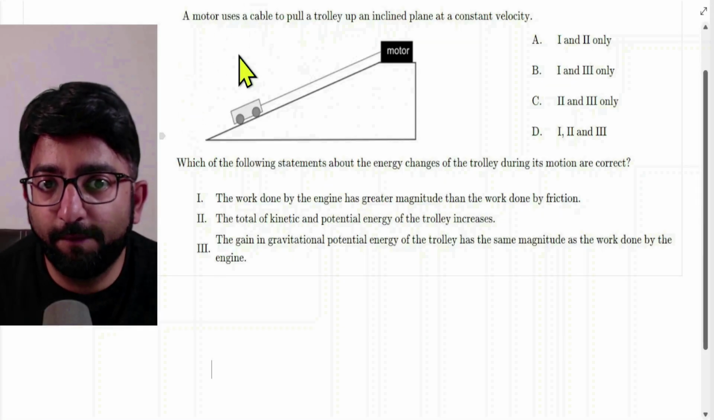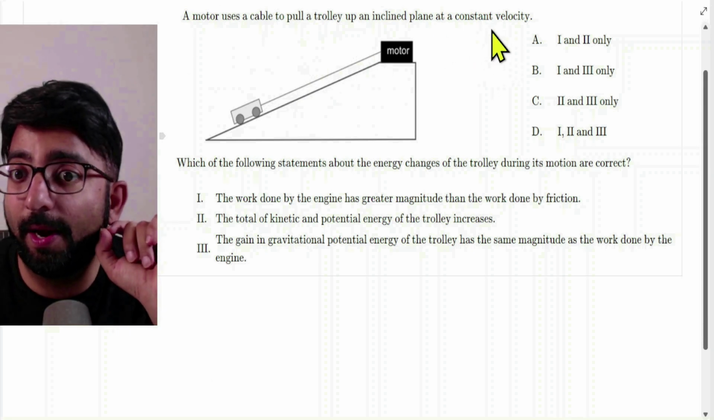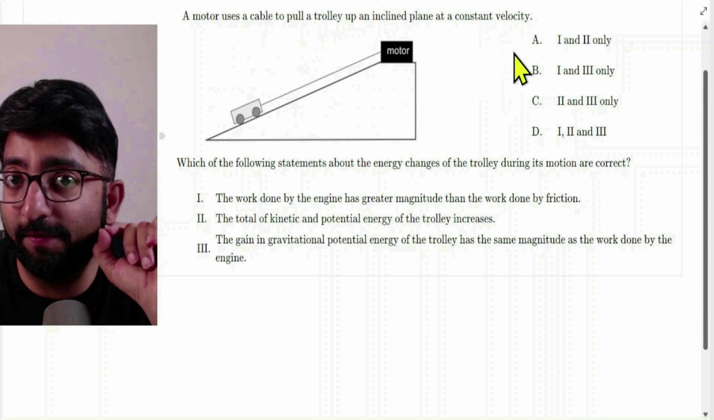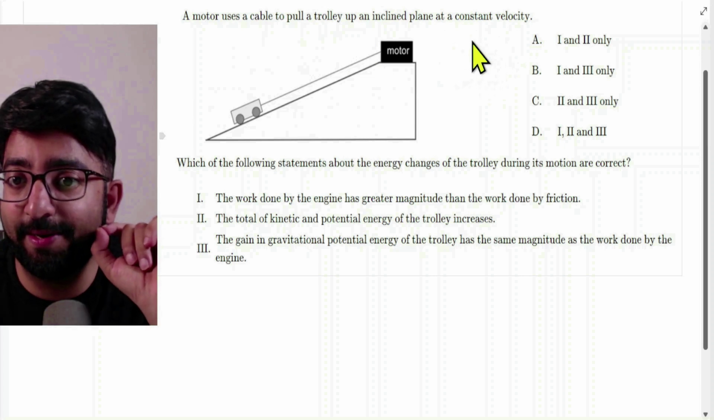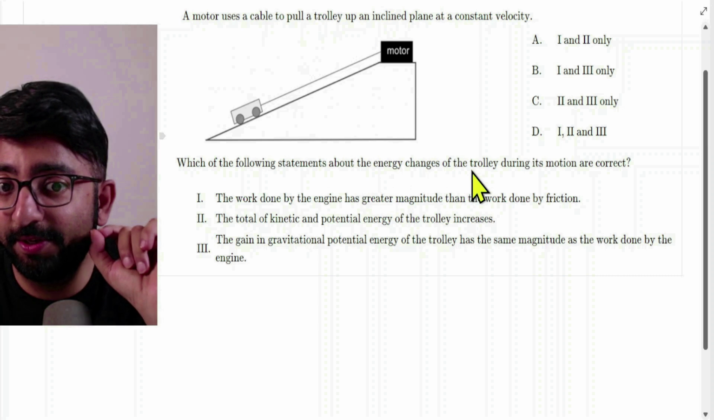So here we have a motor which is using a cable to pull a trolley up an inclined plane, but at a constant velocity. This is the keyword. So constant velocity means kinetic energy will stay constant. Which of the following statements about the energy changes are correct?